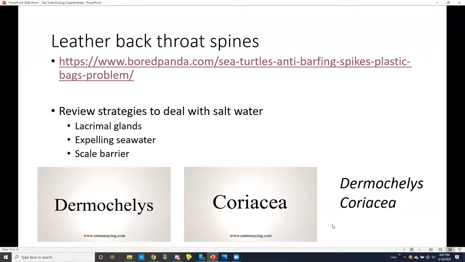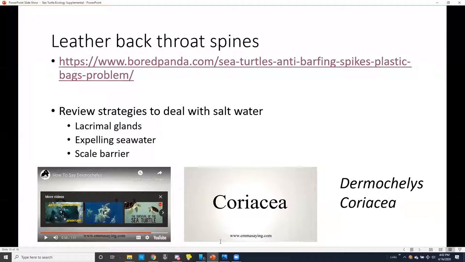Coriaceae. Dermacellus. Coriaceae. Dermacellus. Coriaceae.